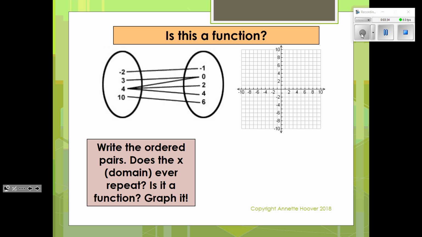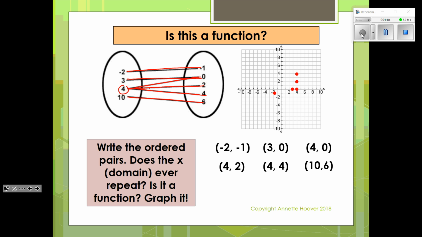If we look at this mapping diagram, with the first one we have -2, -1. The second one is 3, 0. I'm just writing the ordered pairs and showing you how to graph them. Now look here at 4. Notice that there's 3 different lines coming from it. So the first one is 4, 0. The next one is 4, 2. Then we have 4, 4. And then we have 10, 6.